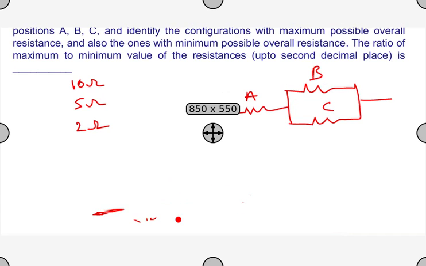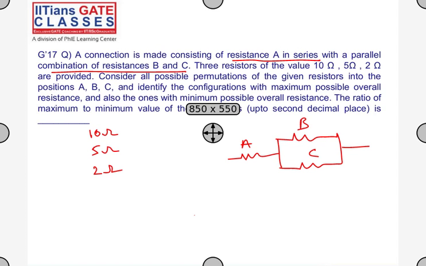So coming to the question again. Now you have three resistances, and the combination is given like this: A, B, and C. Now you have to find the equivalent resistance, keeping 10, 5, and 2. Tell me, if I want maximum resistance between these two terminals, and I use 2 ohms here, I have 10 and 5. Which should be A and which should be B?